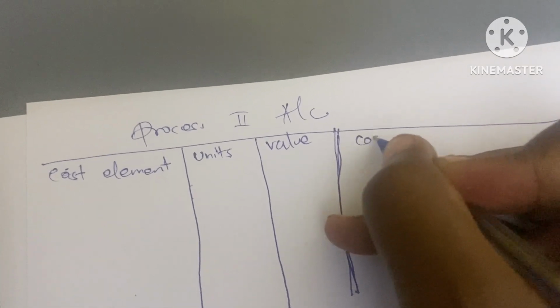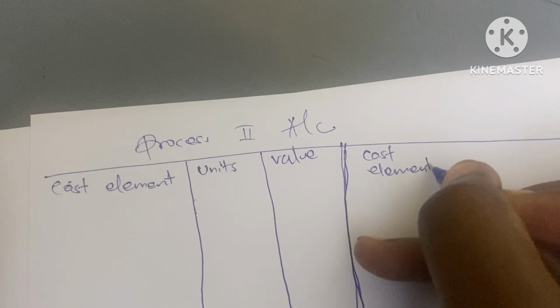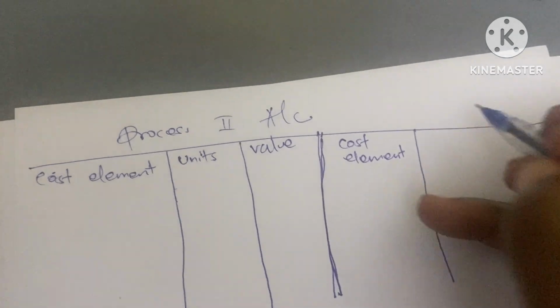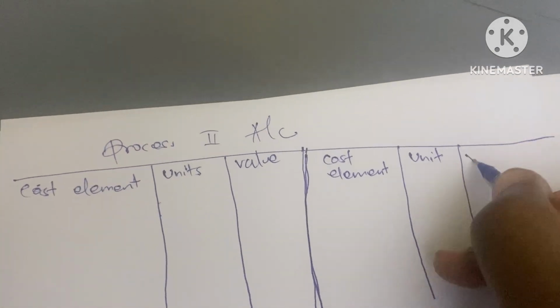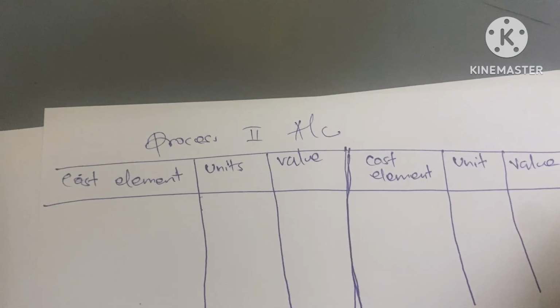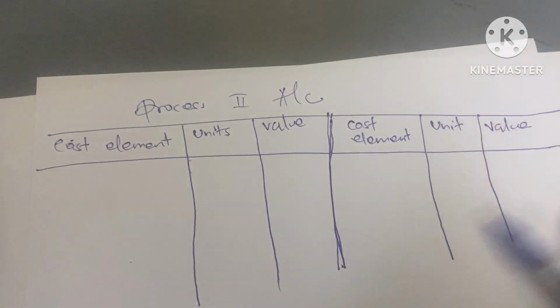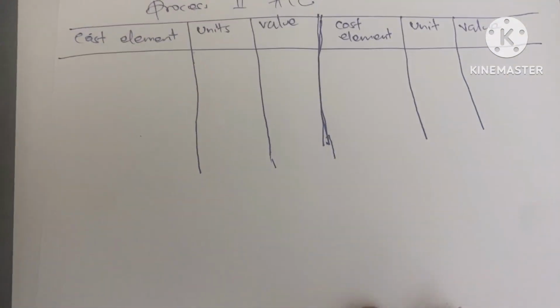Then the next side we have the same thing: cost element, we have the unit, then the value, like that. So that is our formatting of the process account.